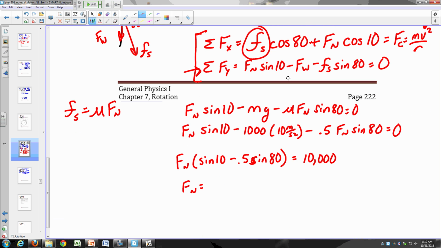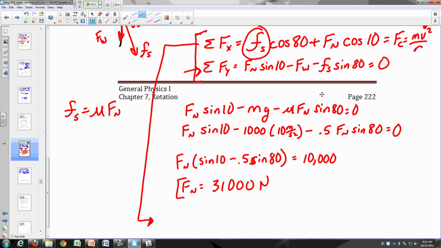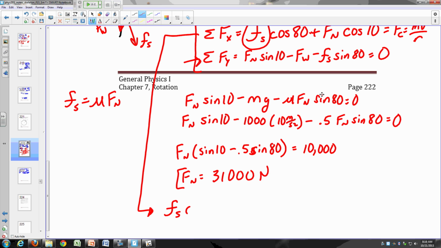But let's just say that our normal force is 31,000 newtons. I'm gonna have to look at it. That number might be incorrect. I'll come back to it and we'll look at it. But once you get your normal force, then you come up from the second equation, whatever your normal force is, and you say Fs cosine 80 plus Fn cosine 10 equals mv squared over r.